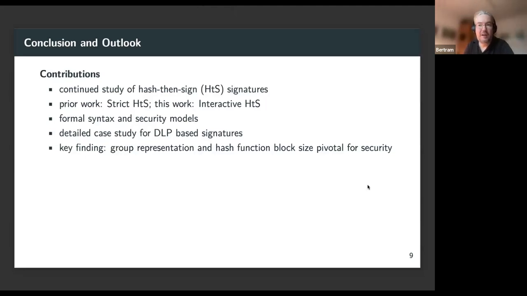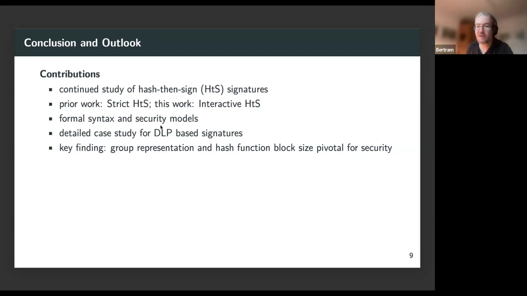And this brings me to my last slide, namely the brief conclusions of what you could find in the paper, if you're interested in reading it. First, we continue the study of these hash-and-sign signatures from a practical perspective, really for the first time from this industrial perspective of taking advantage of separating the hashing from the signing core. Prior work looked at strict HDS. This work looks at the interactive case, which is more involved, but also has more interesting results, with universal forgeries versus the provable security proved for the very same scheme, just in different settings.